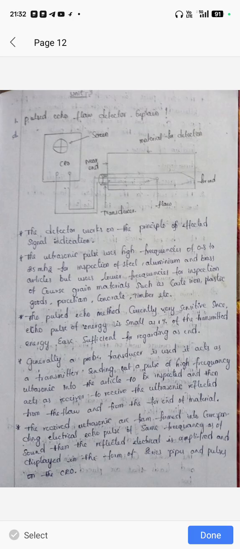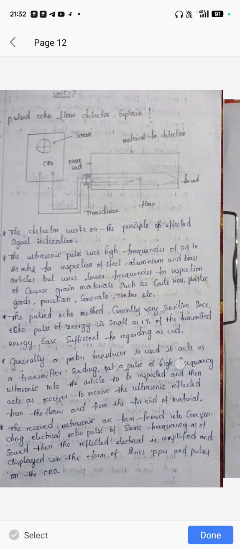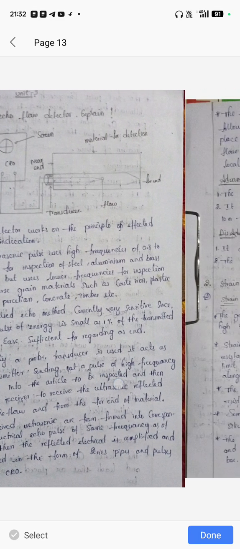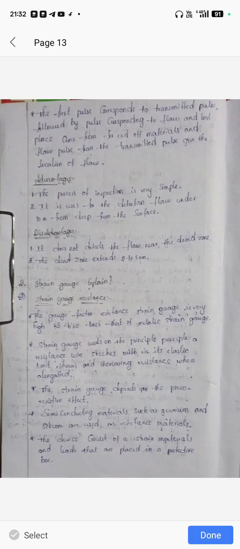Then the reflected electrical signal is amplified and displayed in the form of a series of pulses on the CRO. The first pulse corresponds to the transmitted pulse, followed by the pulse corresponding to the flaw, and the last pulse comes from the far end of the material. The flaw pulse's position relative to the transmitted pulse gives the location of the flaw.